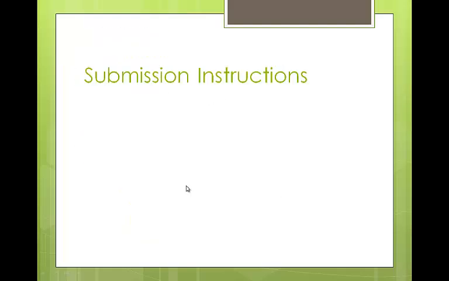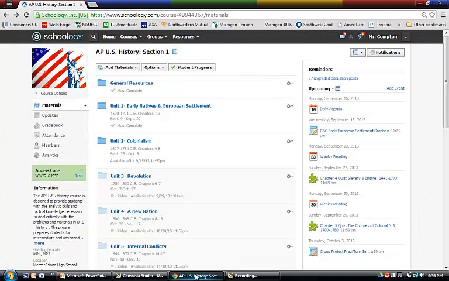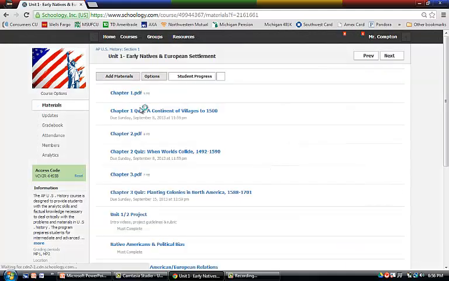Now the very last part is how to submit this assignment. You're going to submit this assignment 1 per group via the Dropbox on Schoology. So once you complete it, let's go to Schoology. You'll go to the Unit 1 Early Natives and European Settlement. You click on that folder.